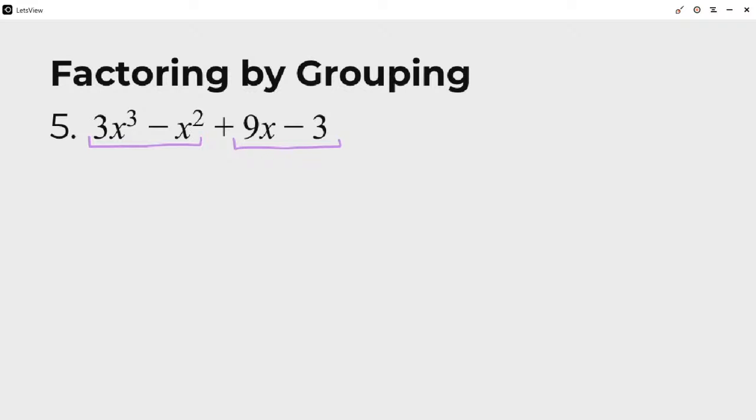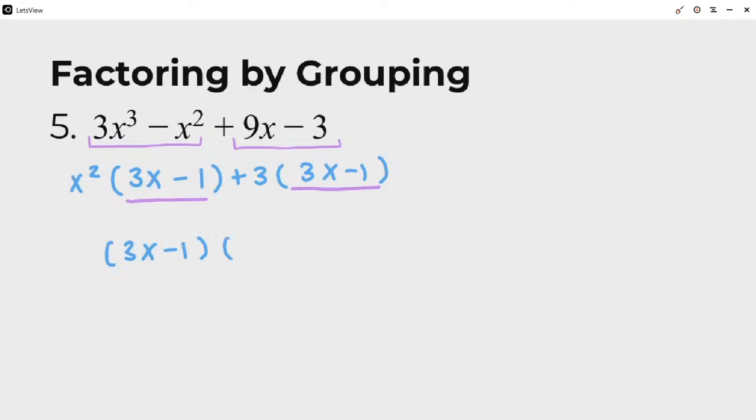In 3x cubed minus x squared, the GCF is x squared. So I'm going to factor that out, and if I do, I'm left with 3x minus 1. And then in the second group, the GCF of 9x minus 3 is 3. So I'm going to take out a 3. So we have 3x minus 1 in both of them, so that's like the GCF of them. If we factor that out of the first part, we're left with x squared, and if we factor that out of the second part, we're left with plus 3.